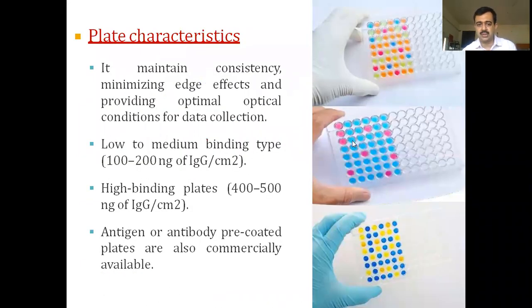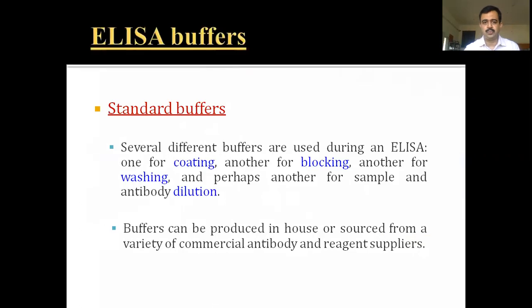Now, what are the plate characteristics? Its main consistency minimizes edge effects and provides optimal conditions for data collection. So it is helpful for clear visualization. Low to medium binding, and a very small amount of sample is needed when you put that sample inside the well. Antigen and antibody pre-coated plates are also commercially available. Industries like Pfizer or Sigma produce this kind of plates, which are now commercially available.